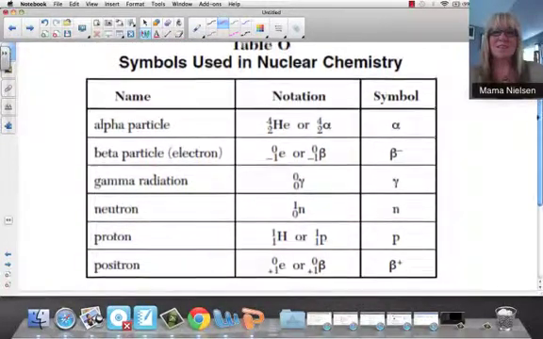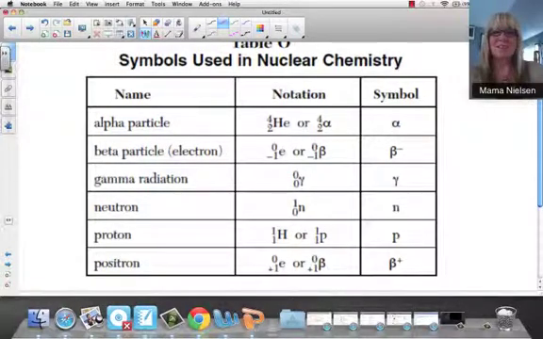So there are some symbols that we use in nuclear chemistry which also refer to regular atoms. As you can see here, the proton, the neutron, and the electron are listed. Another name for an electron is a beta particle, and another name for a proton is a hydrogen atom, because hydrogen has just 1 proton and 1 neutron.